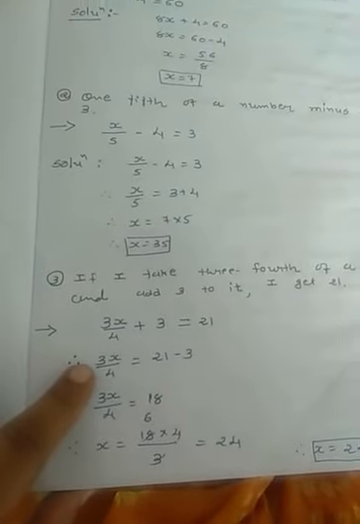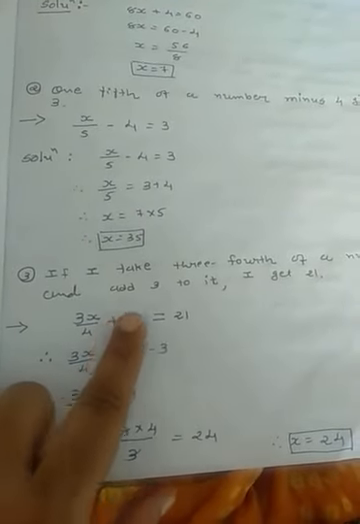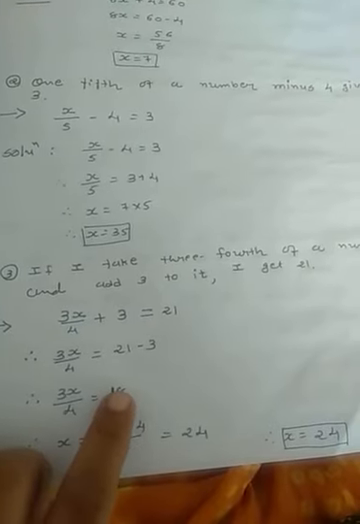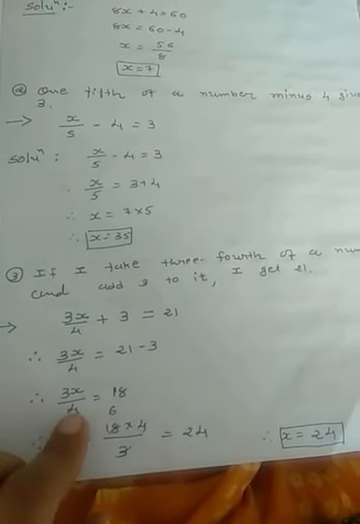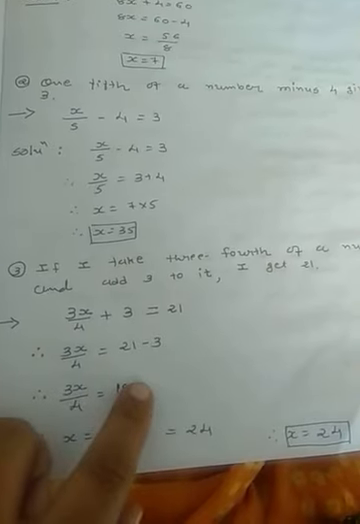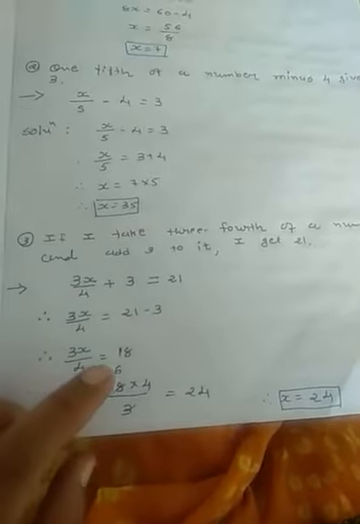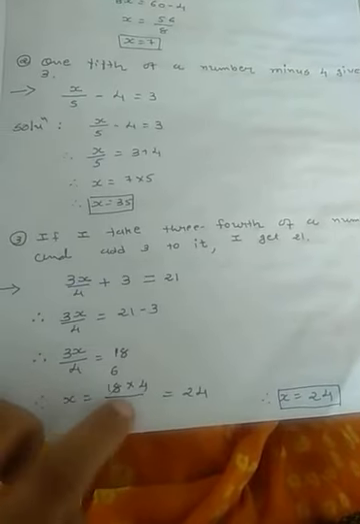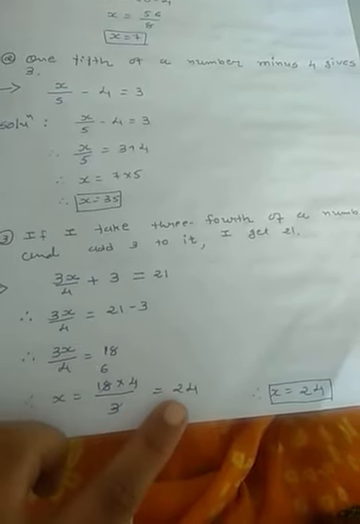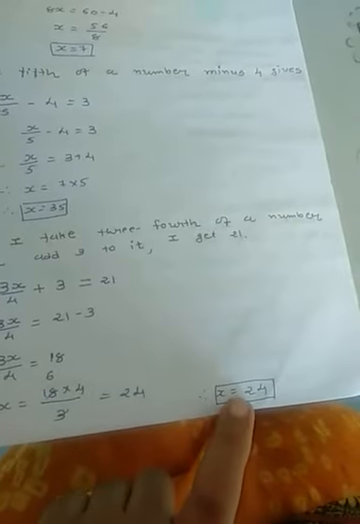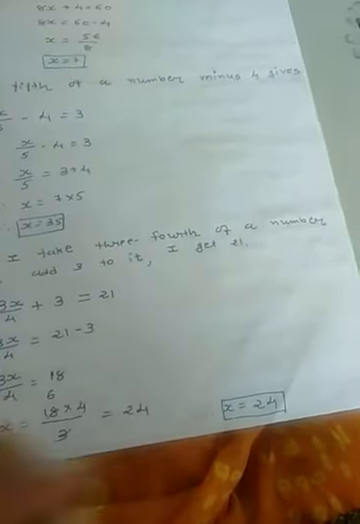Now let me solve it. So plus 3 will go to the right hand side. It will become minus 3. 21 minus 3, 18. Now this side 4. So 4 will come here in multiplication and this 3 will go here in denominator. So 18 into 4 upon 3. Now 3 6s are 18. So value of x will be 6 into 4. 6 4s are 24. So solution is x equals to 24.